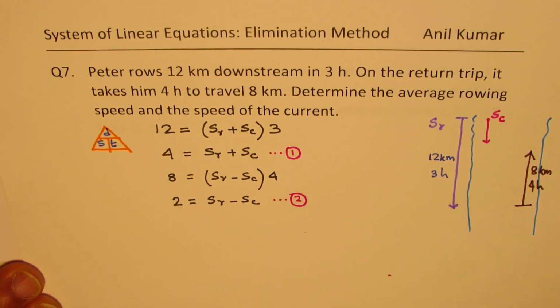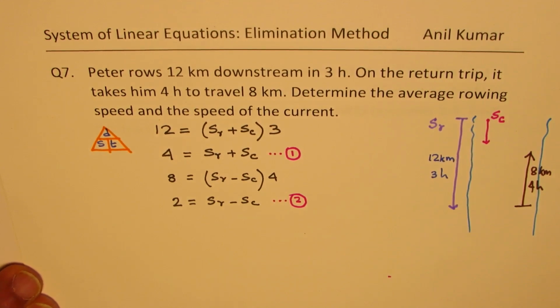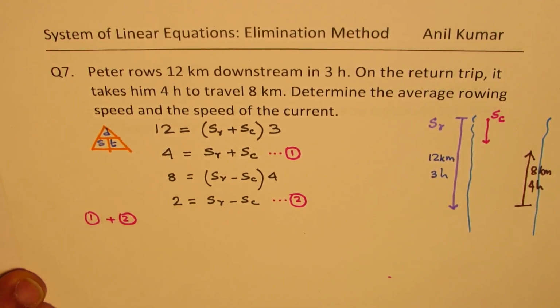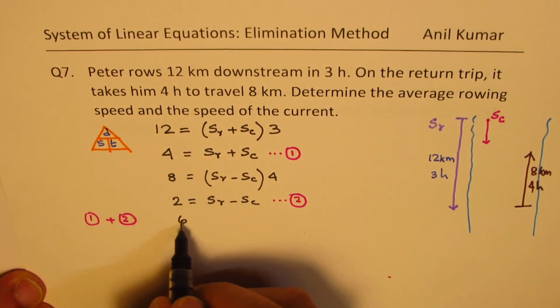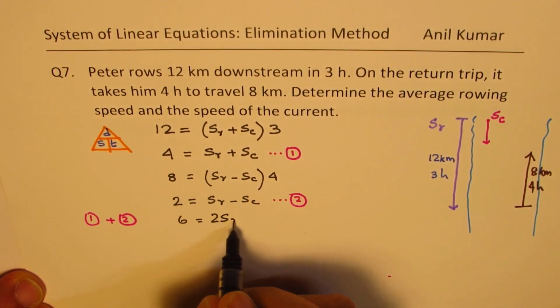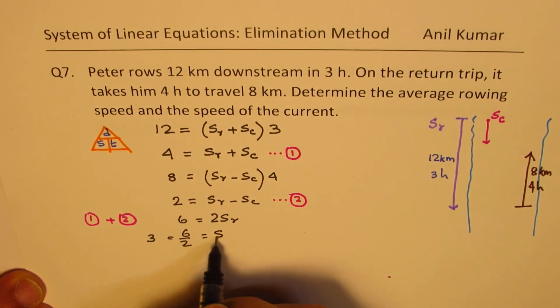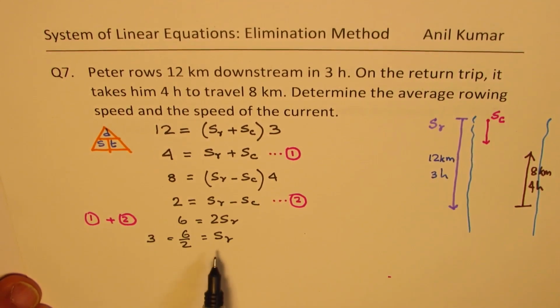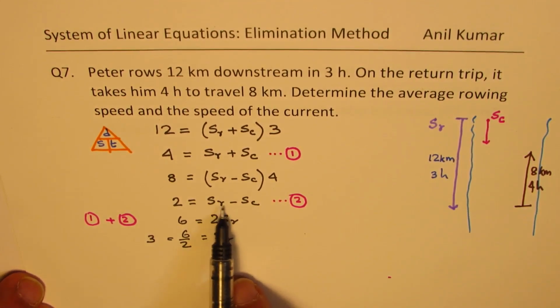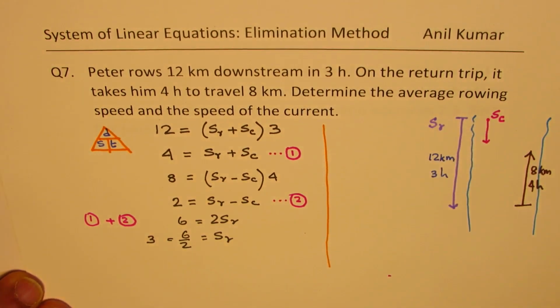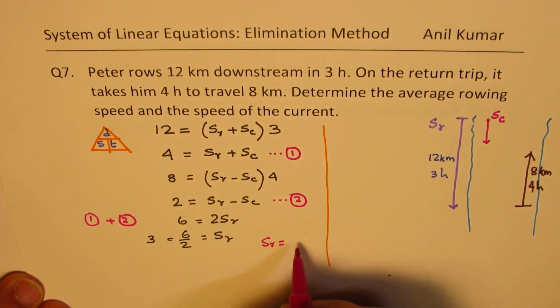Correct? Two equations, two unknowns, we can easily eliminate by adding them up. So we'll add equation 1 and equation 2. When you add, you get 6 equals 2 times speed of rowing, right? So we get 6 divided by 2, which is 3 as speed of rowing. Clear? So once you get one of the values, you can always substitute that and get the other value. So that is the strategy, correct? So now we know that speed of rowing is equal to 3 kilometers per hour.